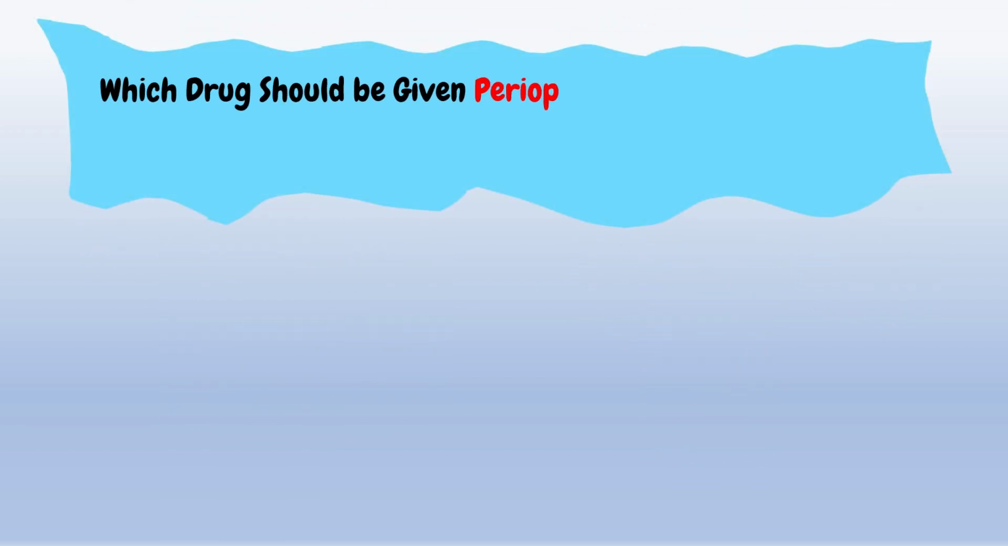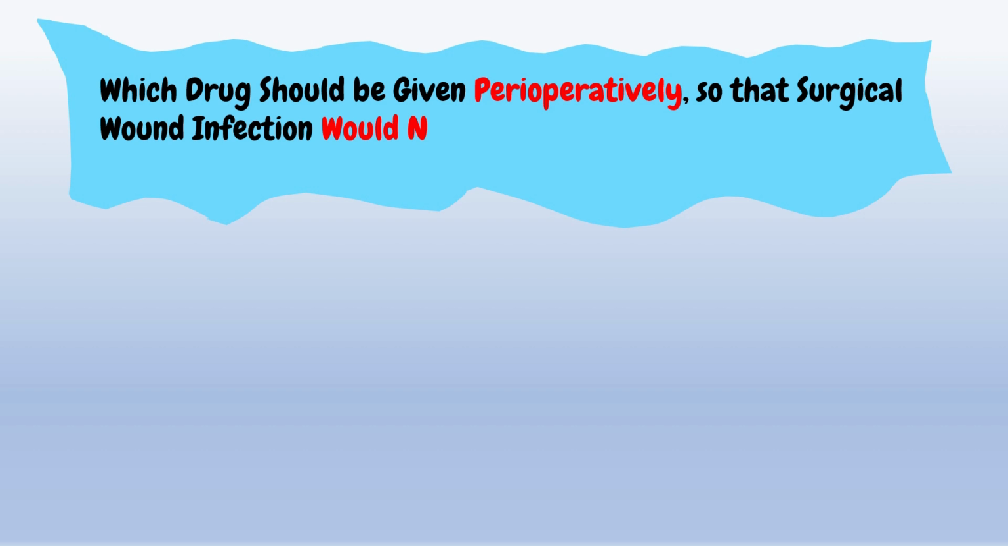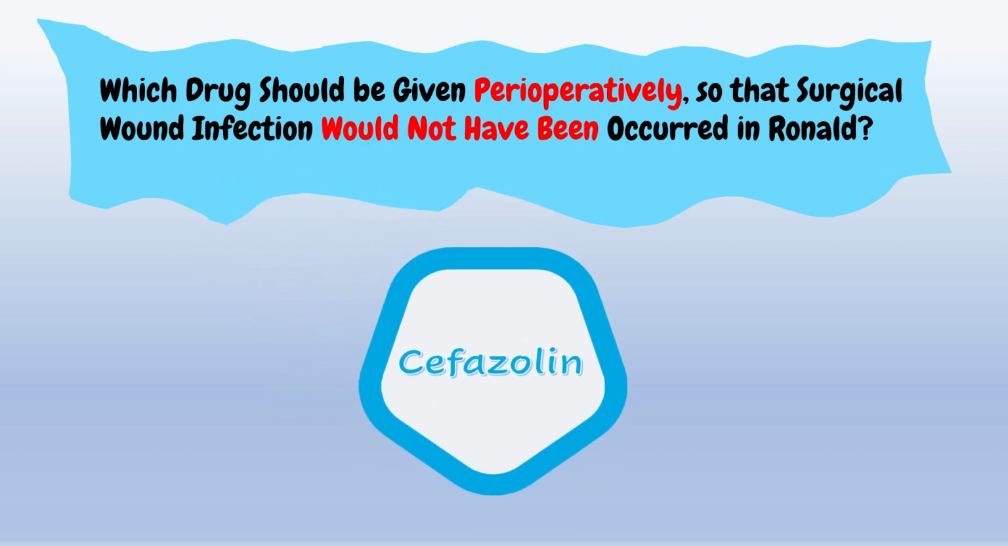Now, which drug should be given perioperatively so that surgical wound infection would not have occurred in Ronald? Try to recall the lecture on Staphylococcus aureus. Can you remember the drug that should be given perioperatively to prevent Staphylococcus aureus surgical wound infections? So the drug of choice in this case is cefazolin that should be given to the patient perioperatively to prevent surgical wound infection.